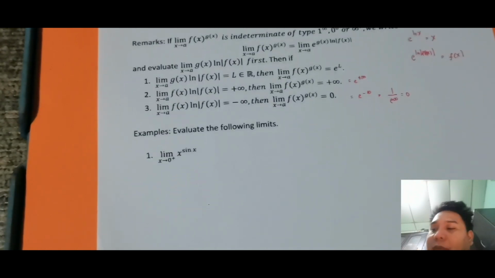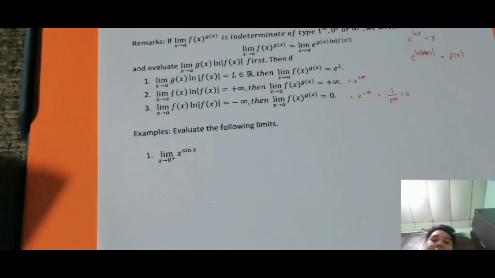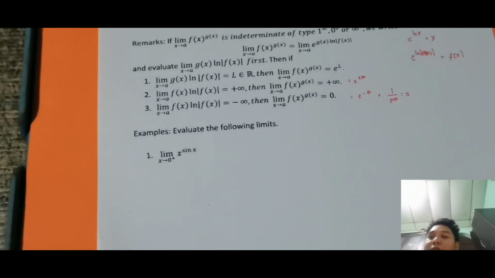Okay, so let's have an example. So example number 1. So try ko, no, hindi kasi ako magaling dito.